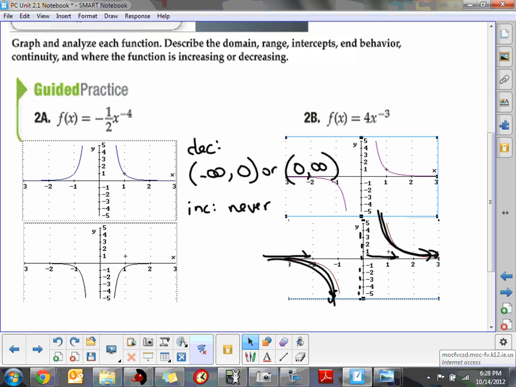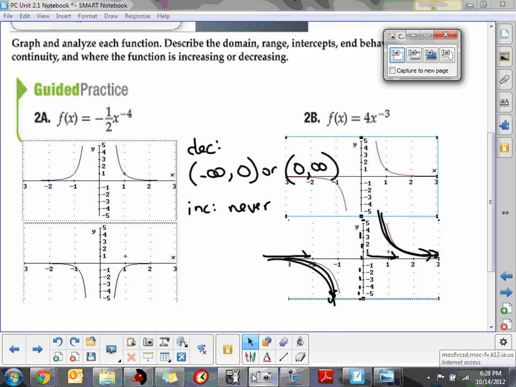So that concludes the second set of examples. These were on butterfly graphs and volcano graphs and getting familiar with those parent functions and the members of their family. So quick review on those.